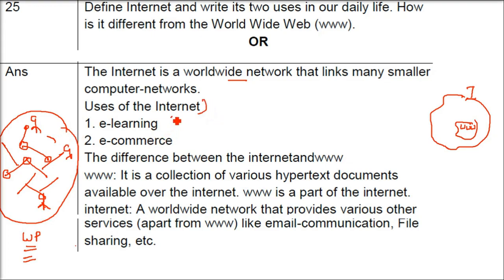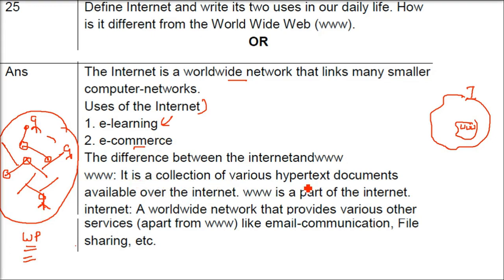The usage of the internet is e-learning and e-commerce. You have seen that this whole year we just learned through e-learning, and e-commerce is selling and buying everything on the internet. You are entertaining yourself with Netflix, and you are paying your bill to the electricity department through e-commerce.